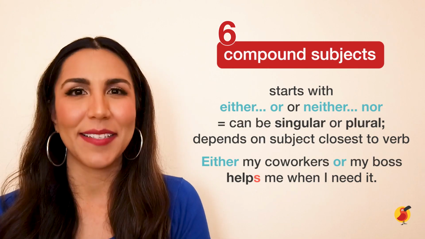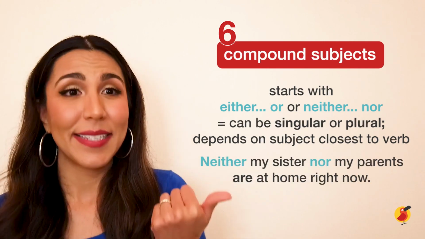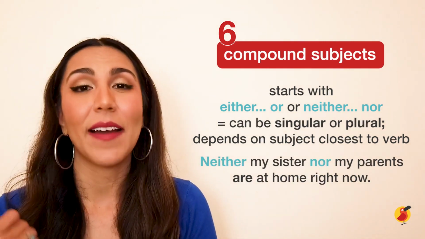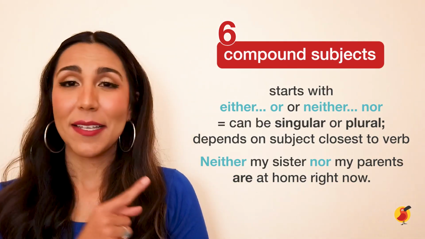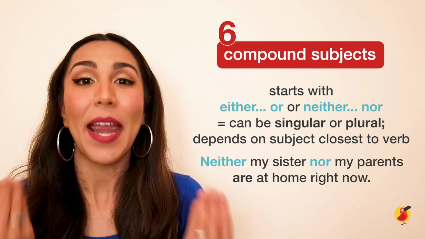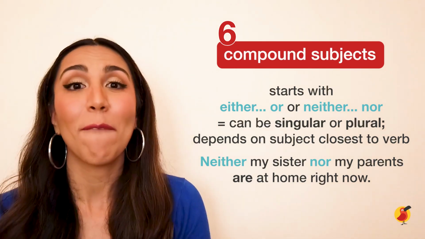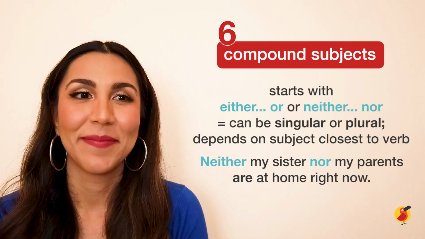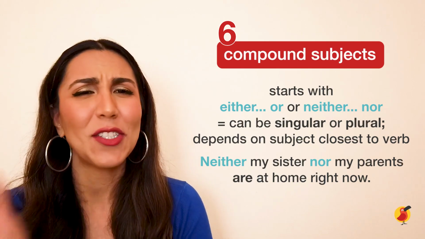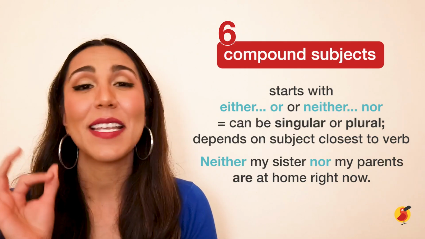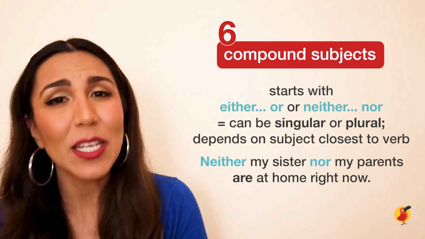Let's look at another example. Neither my sister nor my parents are at home right now. In this case, the subject closest to the verb is parents, so we use a plural verb, are. So always pay close attention to the subject that is just before the verb because it will determine whether the verb is singular or plural.